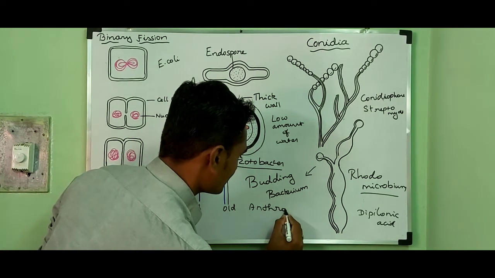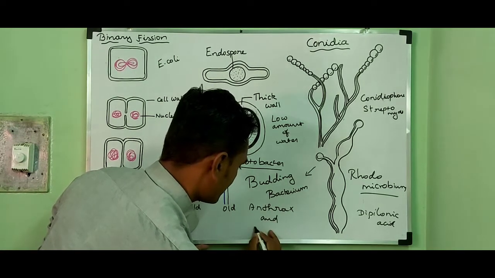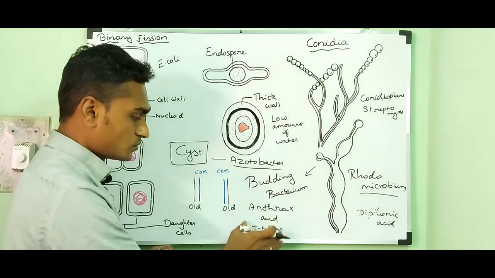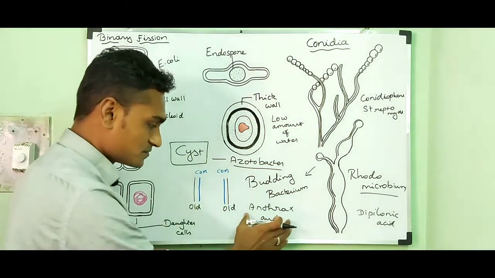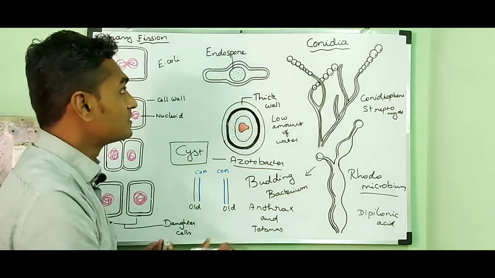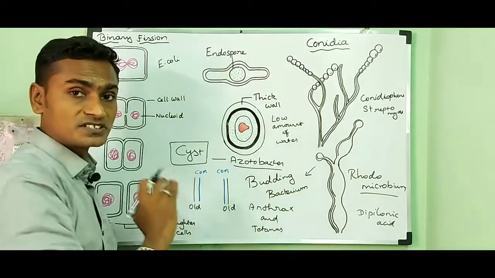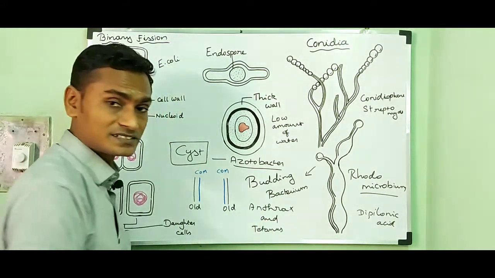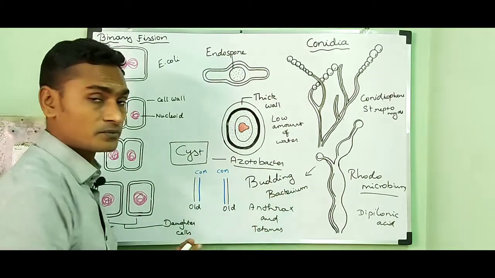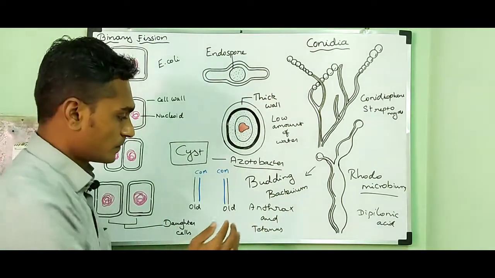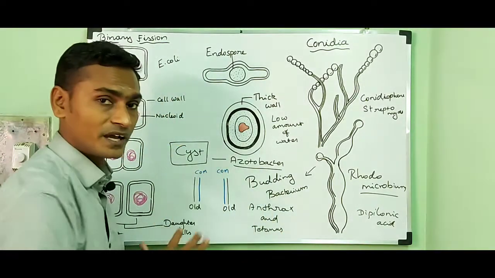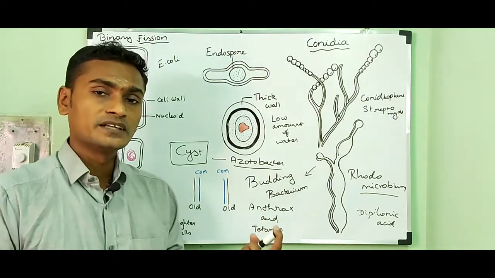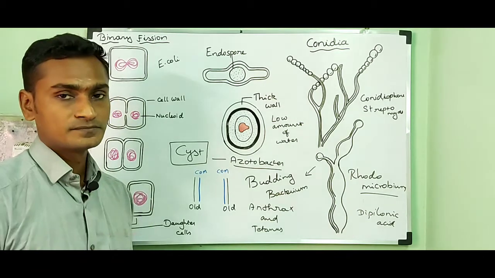They are anthrax and tetanus bacteria. These two are very serious diseases caused by bacteria which can produce endospore. We have to be very careful with this kind of bacteria, because it contains endospore and cannot be easily killed by antibiotics and heat.